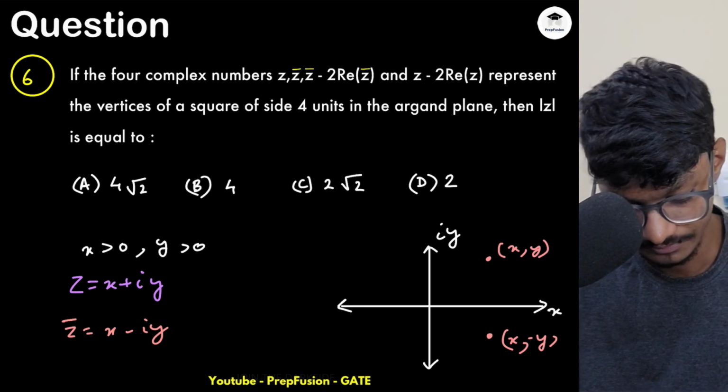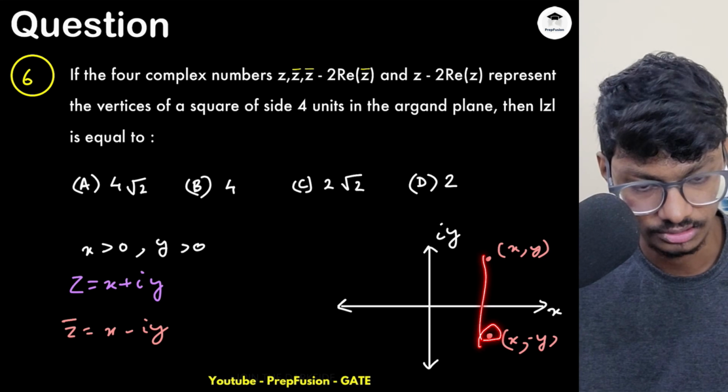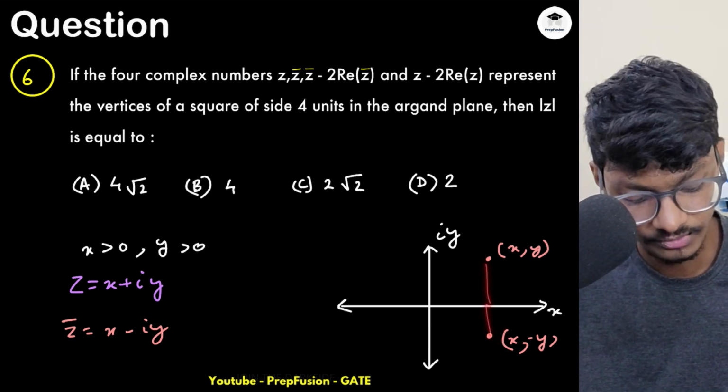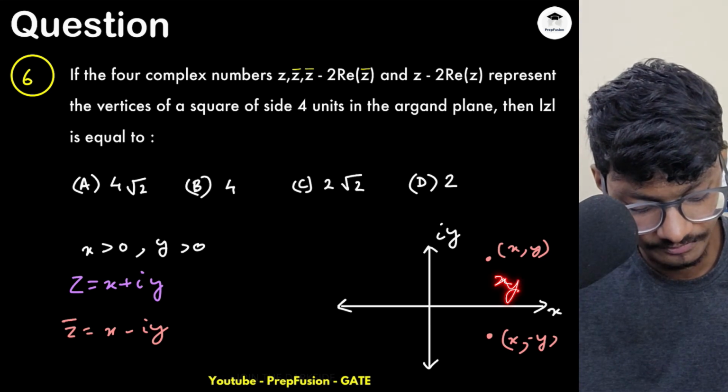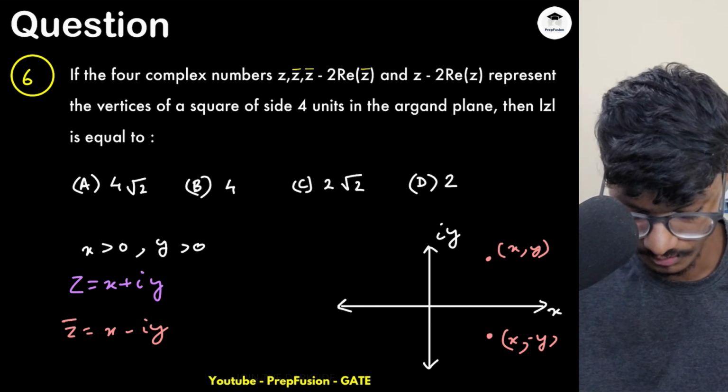Next, this is another vertex of the square. It is a mirror image about the x-axis, so this distance and this distance will obviously be the same. This distance is y and this distance is also y. So overall this distance will be 2y.